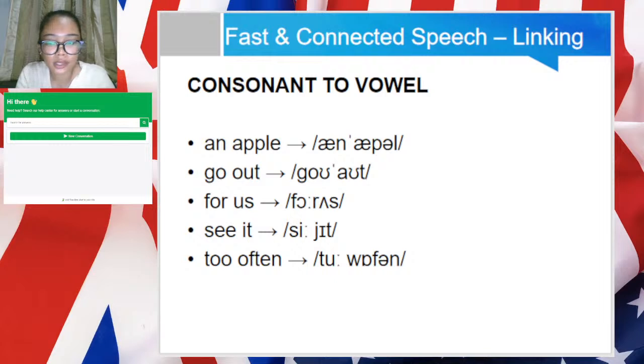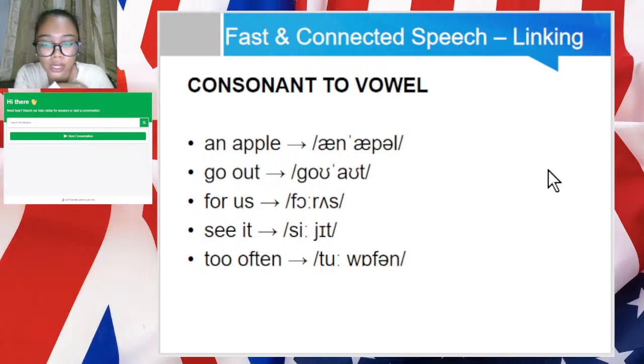Okay. Next, "go out, go out." There's a w sound there, like the W. That particular W sound is used as a linking to the second word.